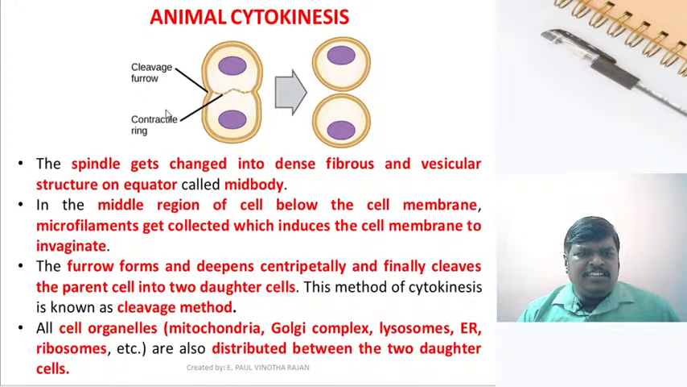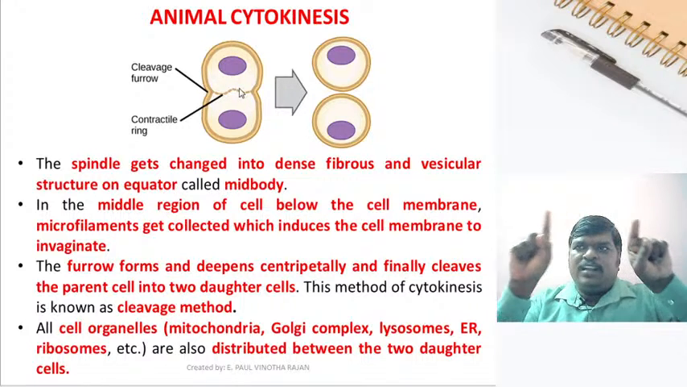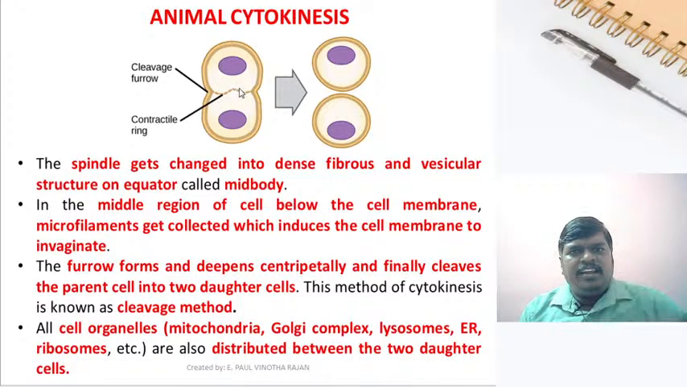And this structure that is formed at the center induces the cell membrane to invaginate. Once the contractile ring is formed, it will induce the outer cell membrane to invaginate. Invaginate means it moves inside. So now they started moving inside, on both sides. They'll move like this slowly, and then it will form the structure.